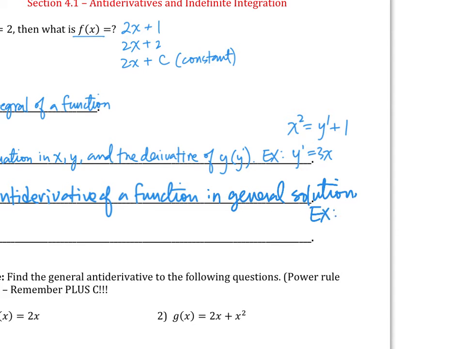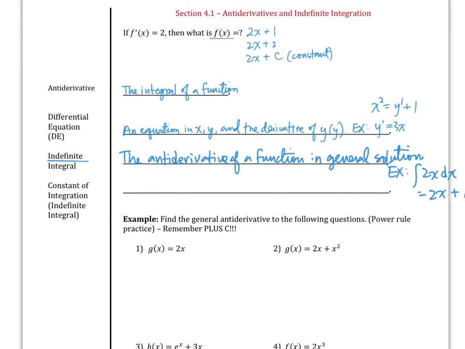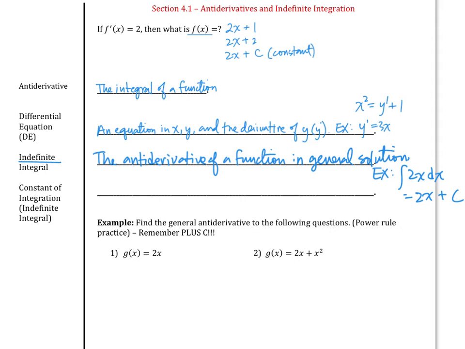That means if you were to take the integral of 2x dx, I'll talk about this later, this symbol means integral, it's equal to 2x plus c. The plus c makes it an indefinite integral. All right, and then the last thing definition-wise is the constant of integration. So constant of integration is the constant c that is added at the end of a general solution.